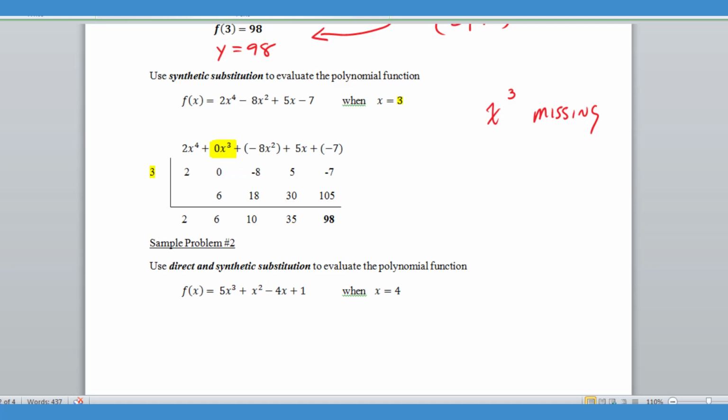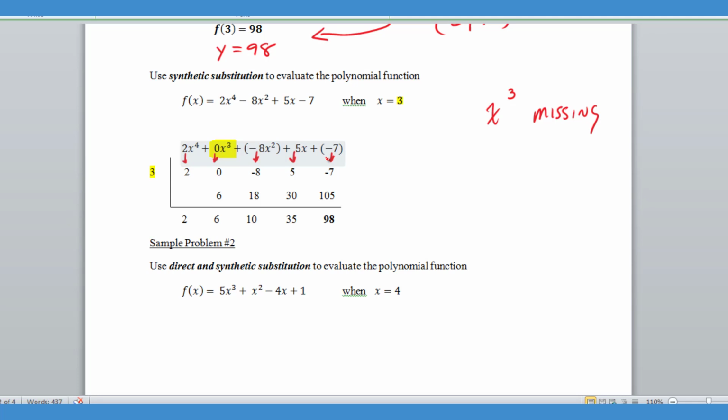And so once we write this in standard form, which is required for synthetic substitution, we have everything lined up. We just simply are going to take all of the coefficients with their signs and drop them into this little situation here.